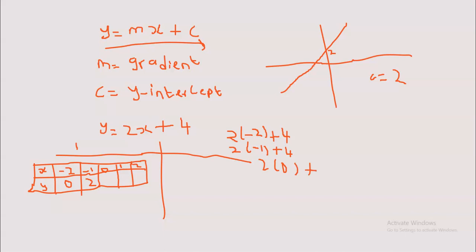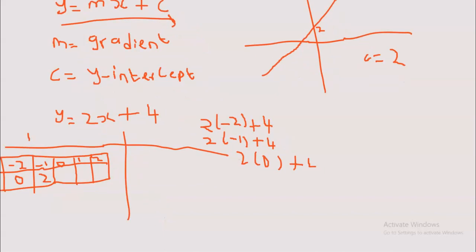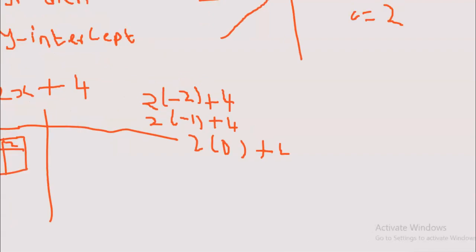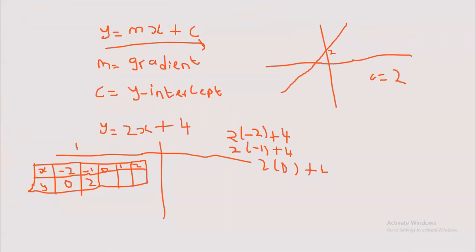So the answer, if you do this in calculator, 2 times 0 plus 4, the answer will be 4, ne? Sorry for just zoom this out. So 2 times 0 plus 4, the answer will be 4. So this will be 4, and then continue and continue.